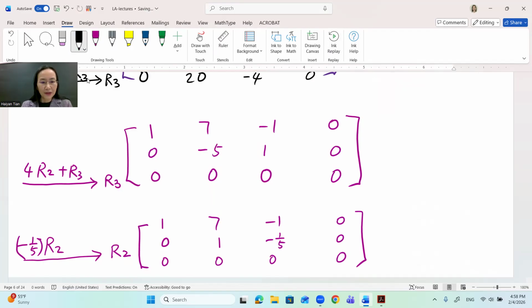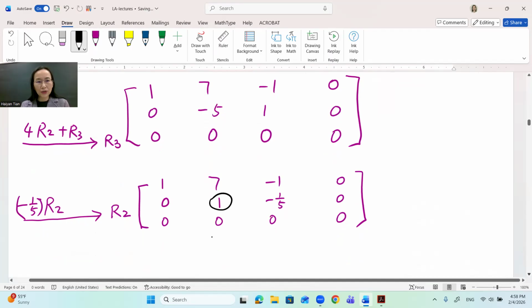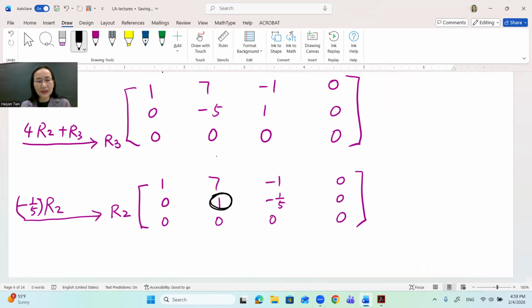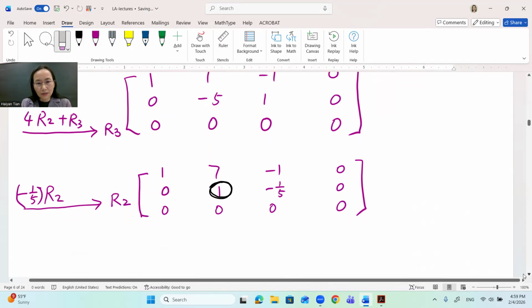So each entry is divided by -5. Now we notice, right, this is the pivot. We want to use it to reduce more of the entries above it, because that's not the only non-zero entry in the second column. Look at the second column. This one is fine, it's 0 now. But the one above the pivot is not yet 0. So that's 7, we hope to make it into 0. What do we do? We do another replacement. Replacement of the first row.